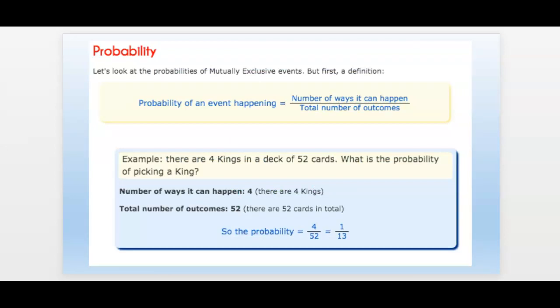Let's look at the probabilities of mutually exclusive events, okay? Remember, probability is a fraction. It's a ratio, guys: the number of ways something can happen, the thing you're measuring, over the total number of outcomes that you're keeping track of. If there are 4 kings in a deck of 52 cards, what's the chance of picking a king? Well, the probability is 4 over 52, which reduces to 1 out of 13.